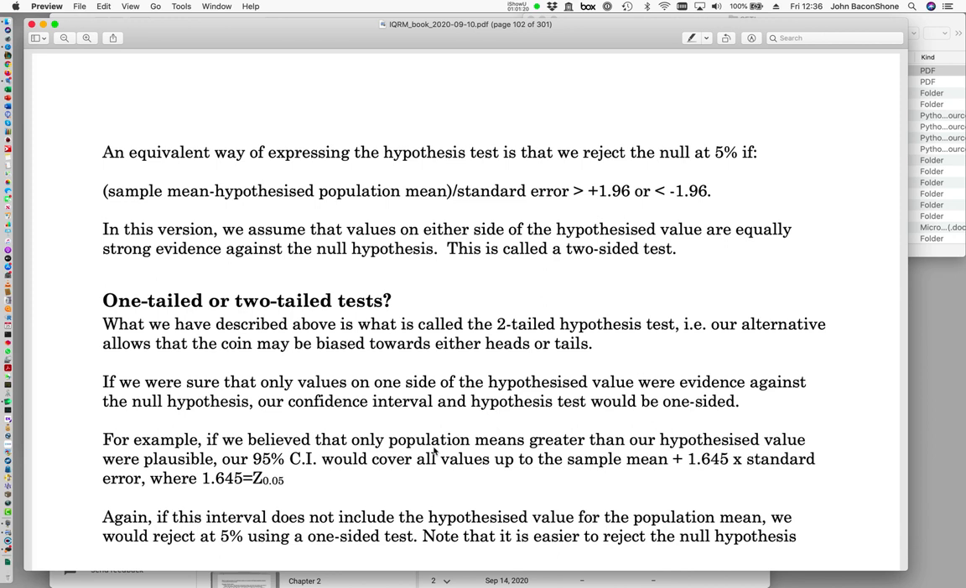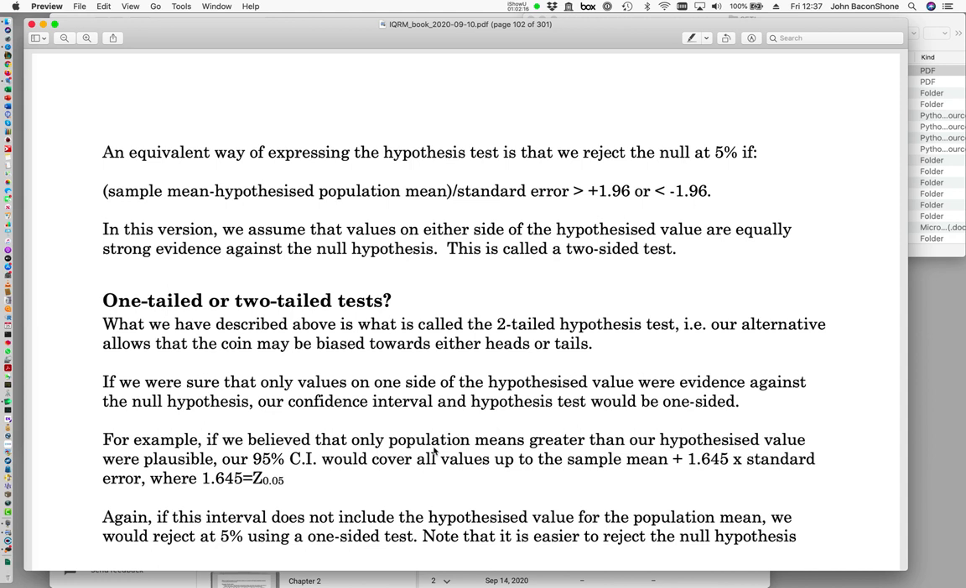So for the one-sided test or the one-sided confidence interval, we're only interested in a confidence interval that covers values up to a particular value or down to a particular value. So the 95% confidence interval would relate to the Z 5% cutoff, not the Z 2.5% cutoff. The Z 5% cutoff is 1.645. So our 95% confidence interval would cover all values up to the sample mean plus 1.645 times the standard error, or in the other direction, all values down to the sample mean minus 1.645 times the standard error. Again, if this interval does not include the hypothesized value, we would reject at 5% using a one-sided test.